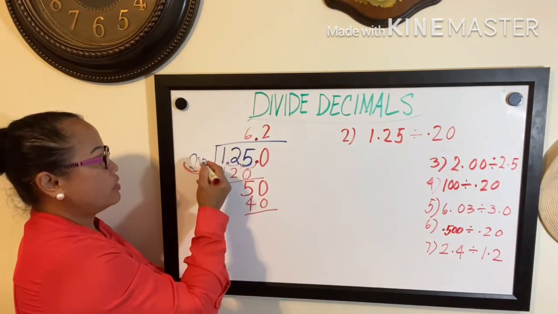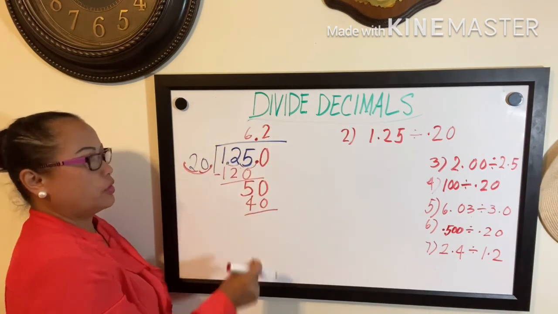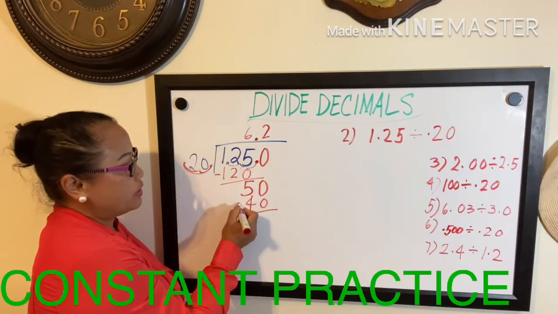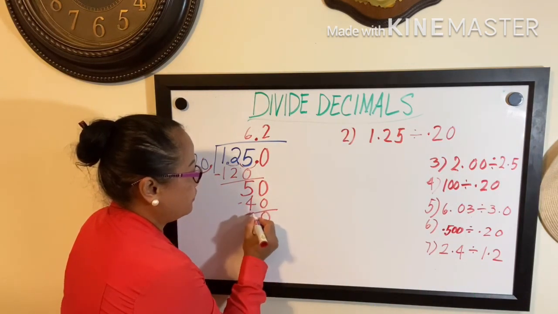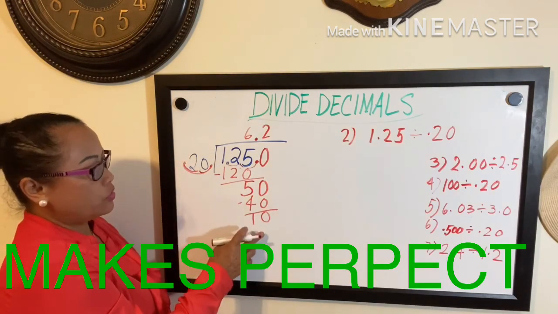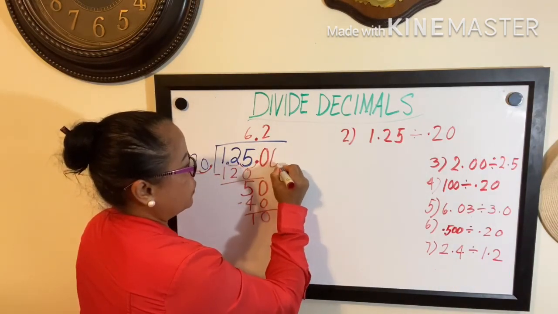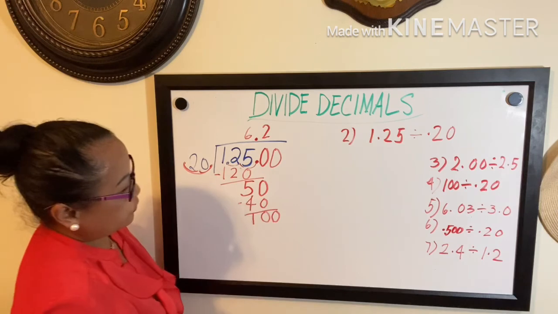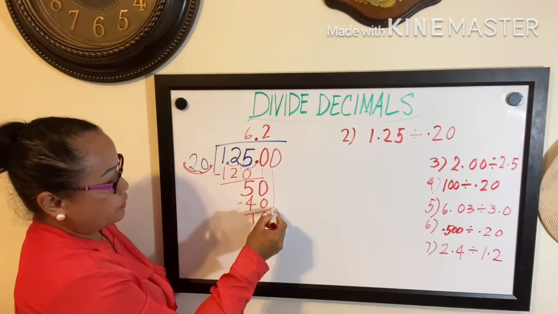You can just do 20, or 2 times 0 is 0. 2 times 2 is 4, the same. Or you will just direct, okay? So 50, we will subtract here. 50 minus 40 is 10. Now, how many 20s go into 10? There's none. So we have to add 0 here again. Make sure it's straight here. Okay? Straight here. Straight here.